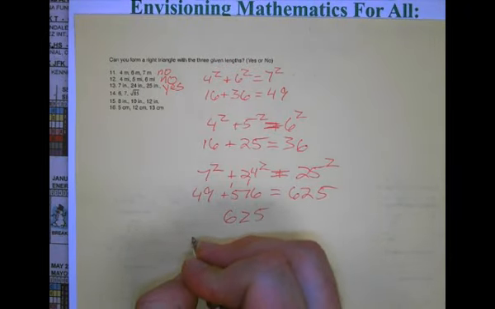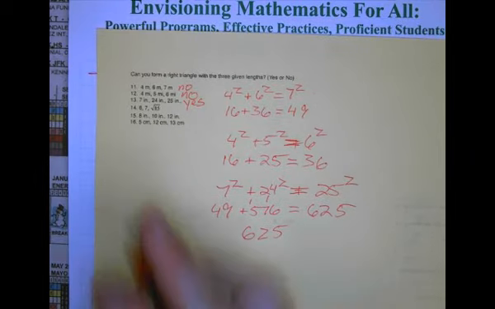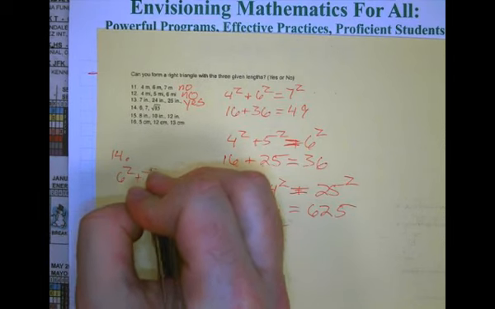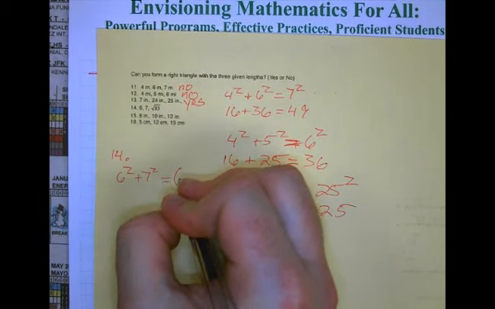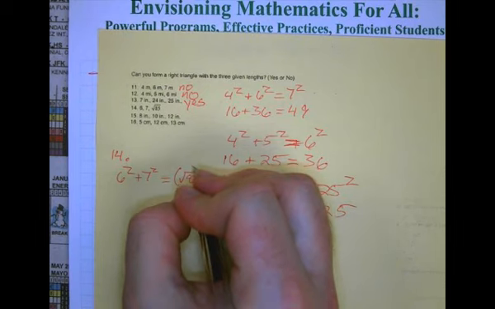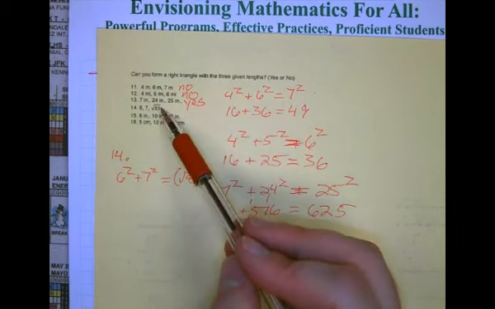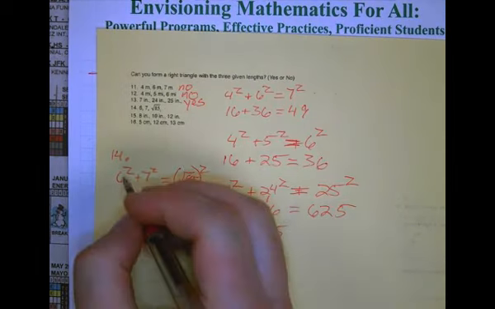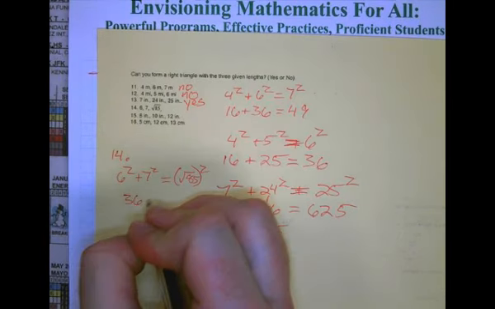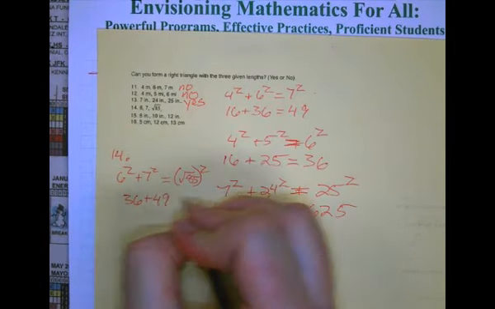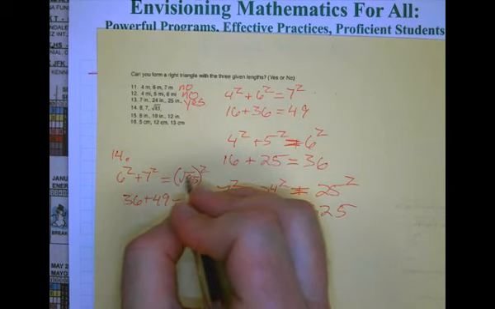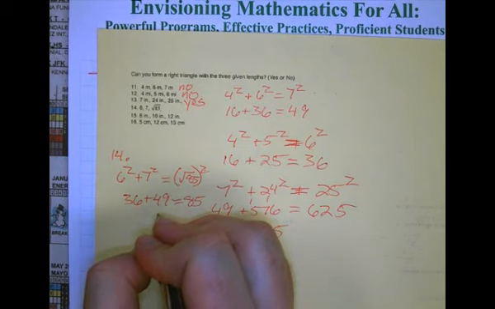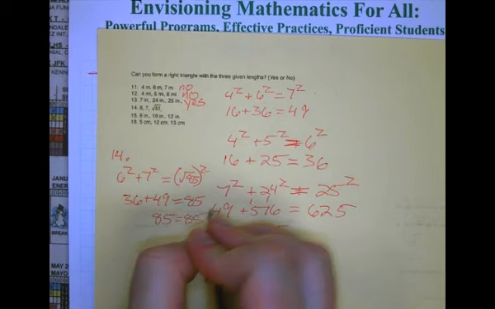Number 14. I'm going to do 14 over here. Hopefully this will fit in here. So 6 squared plus 7 squared. Is that equal to the square root of 85 squared? And I should check. Square root of 85 is around 9. So I know that because remember the hypotenuse has to be the biggest number. So I'm going to get 36 plus 49. Remember that squares and square roots cancel each other out. That gives me 85. And 36 plus 49 does equal 85. So that's a yes.